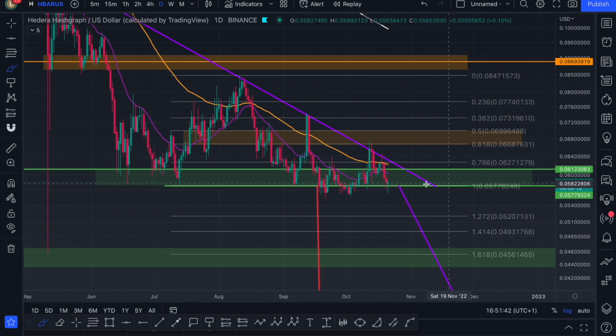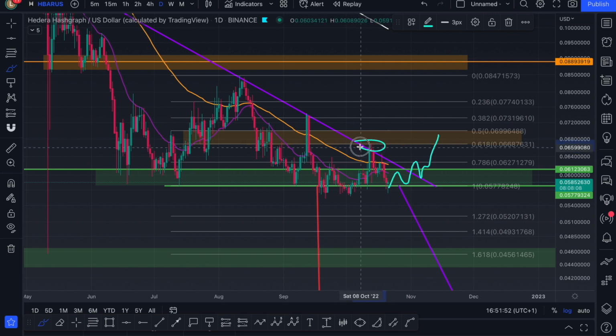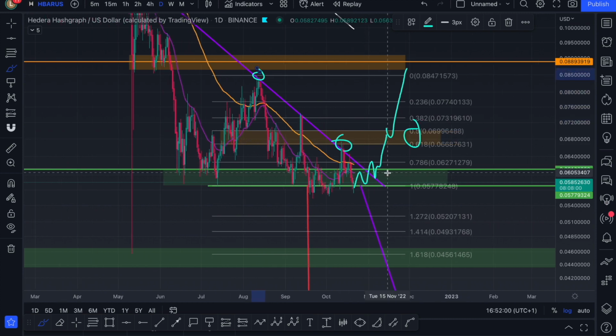Again, we're at that point right now where it's very shaky. But again, if we do manage to do something like this, we get out and hold it, backtest it, we need to then break this high over here. And once we are above this gold box, that's when we can say, yes, we're going back to the top over here at 8 cents. So that's pretty much it.